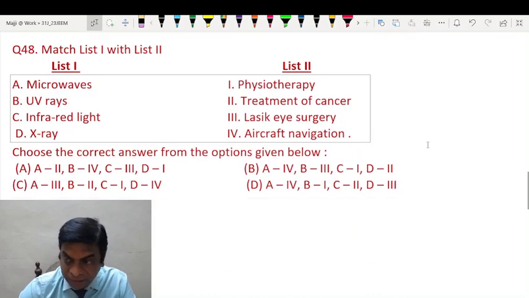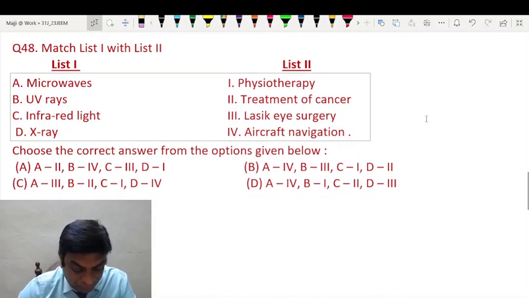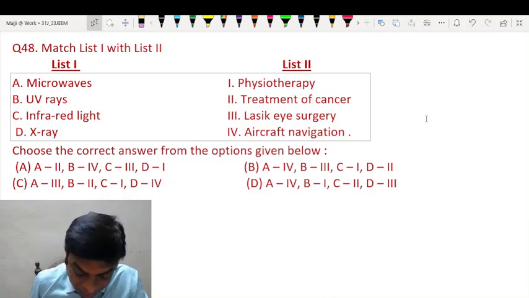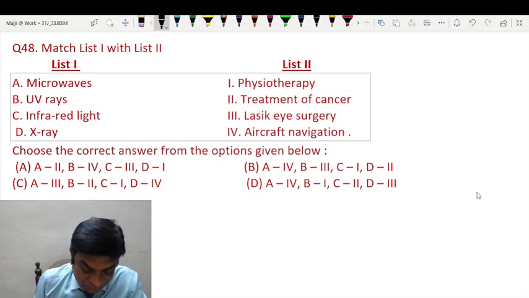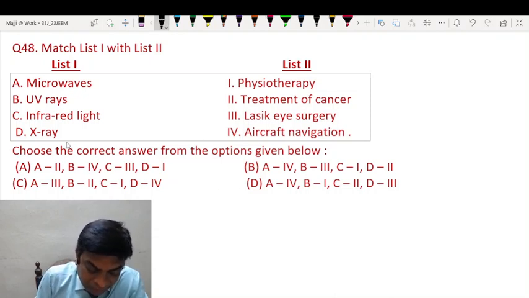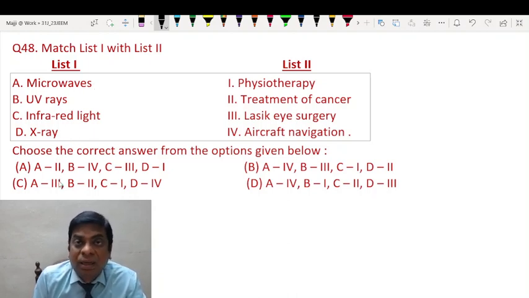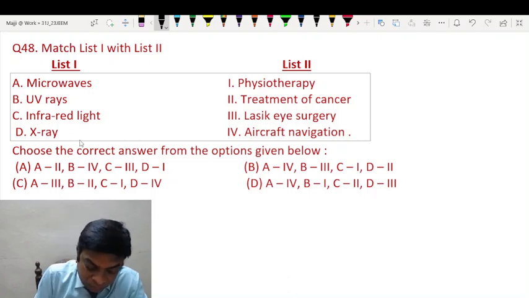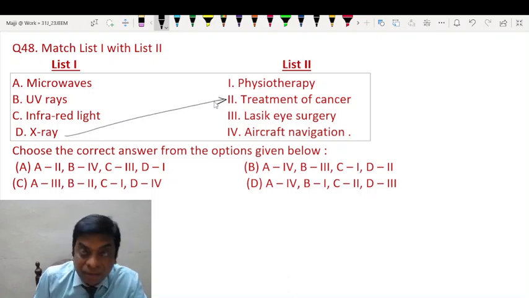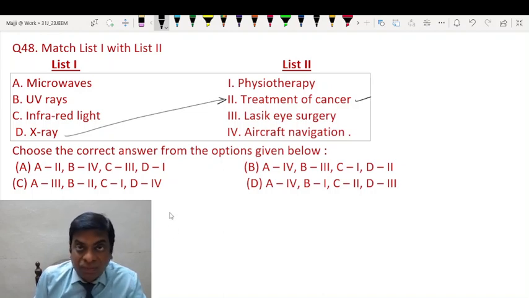Moving on to question 48. Microwaves, we have to match column 1, list 1 with list 2. So accordingly, this is based on simple common sense. Amongst all these four electromagnetic waves, X-rays have the highest energy photons. So they are used to kill the cancerous cells. X-rays are quite often used in treatment of cancer. Because of their high energy, they can be applied to kill the cancerous cells.